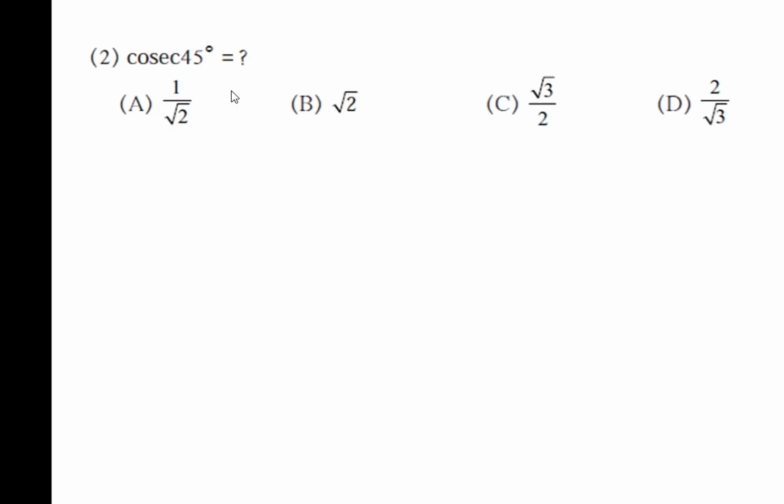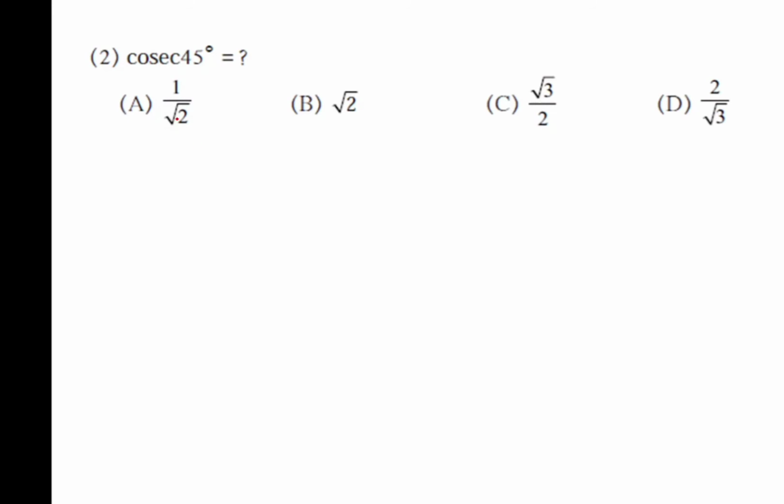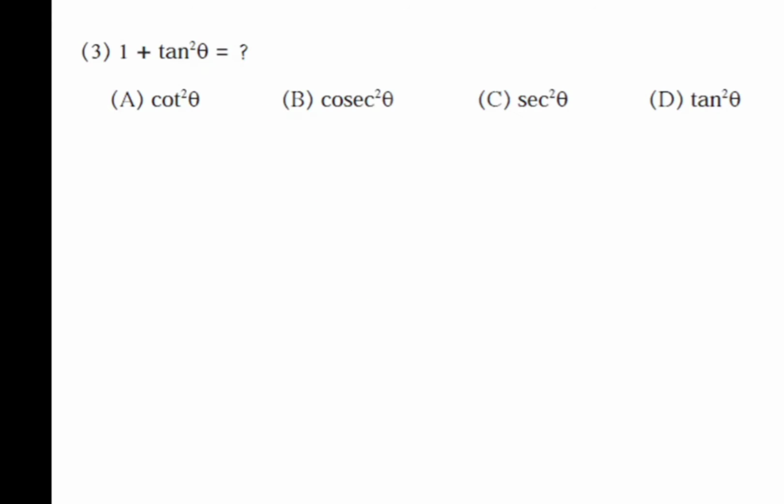Cosec 45 degree is equal to 1 by root 2, root 2, root 3 by 2 or 2 by root 3. Now again by the trigonometric table we have the value of sine 45, that's 1 divided by root 2, and cosec 45 is the reciprocal of sine 45. That's why the value of cosec 45 is the reciprocal of 1 by root 2, that's root 2. So here option B is the correct alternative, that is the value of cosec 45 degree is root 2. Let's have the next question.